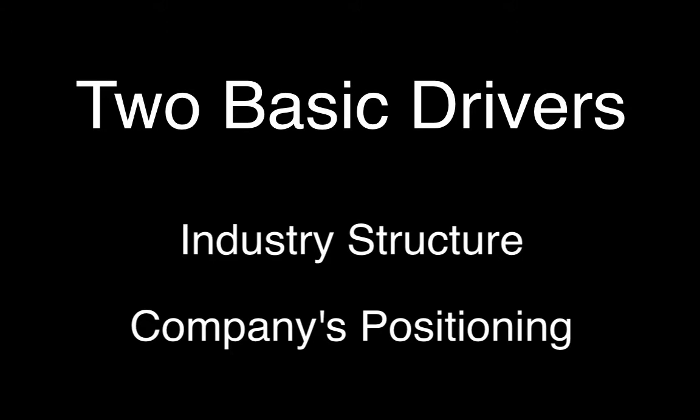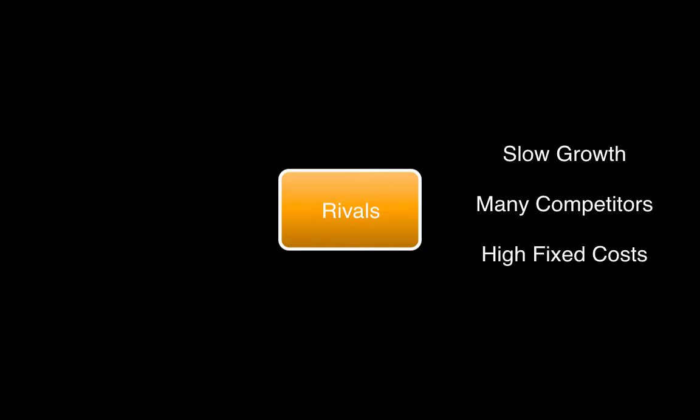The first power is rivalry among existing competitors. If the rivalry is intense, if the companies are really fighting each other, it drives down the prices or dissipates profits by raising the cost of competing. Companies compete away the value they create. Rivalry tends to be very fierce if industry growth is slow, there's a lot of competitors, or there's high fixed cost.